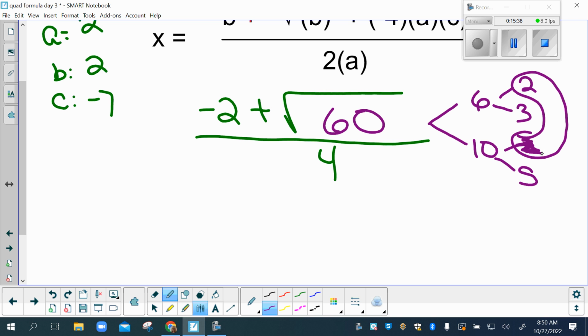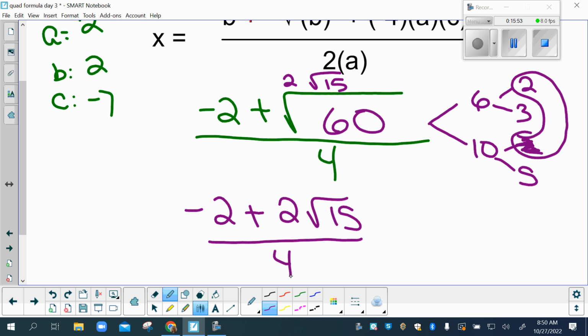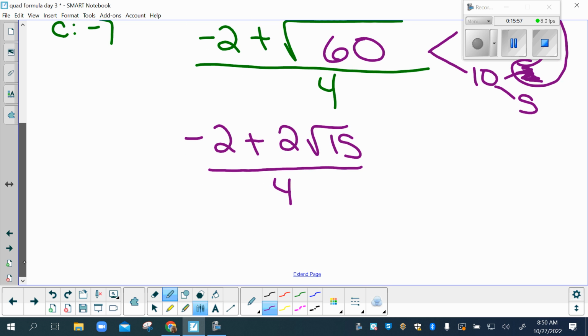Here's what I have. He's going to come out, and what's going to be left inside is 15. Are we okay with that? Yeah? So here's what I have. I have negative 2 plus 2 root 15 over 4. Have I freaked anyone out? No? So glad. Thank you, Michaela, for nodding at me. I totally appreciated that. And here's my other one, right? I got 2 of them. And the other one's just going to sit here.